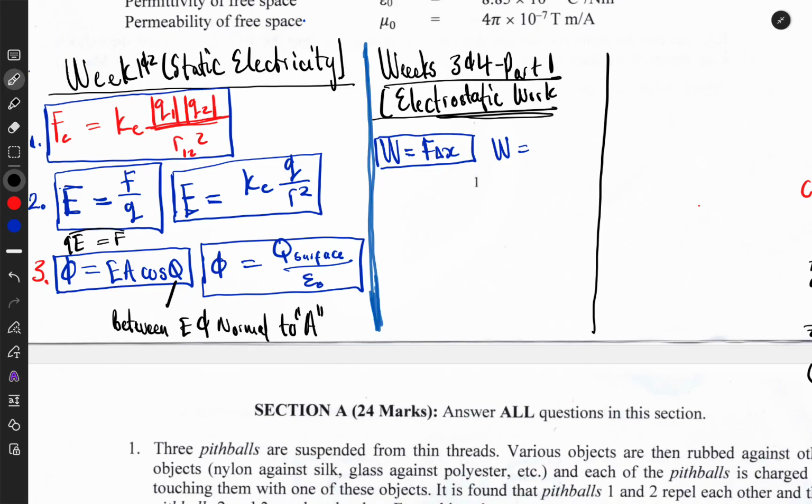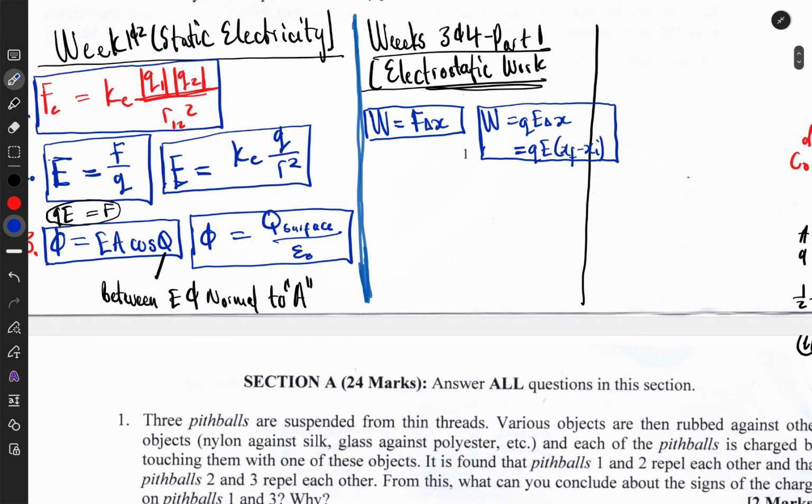So force is QE. This is what we are going to use on the other side, okay? So here we're going to say work is, instead of, we say it will be QE delta X, okay? It's QE delta X, which we'll write to say it is QE multiplying XF minus XI. That is the delta X. So this is the second one. It's just the formula for work. You can write it as QE XF minus XI, right? So the first are for work.